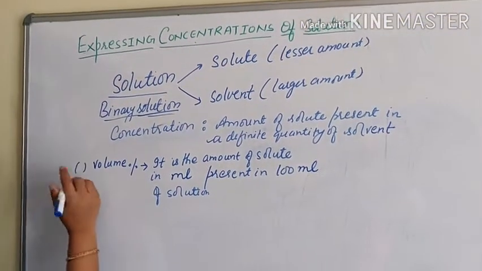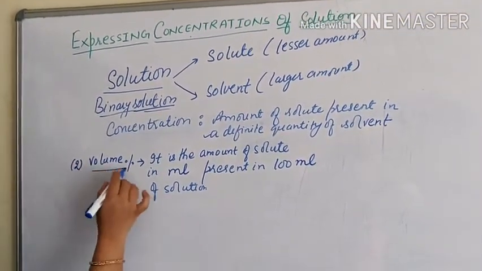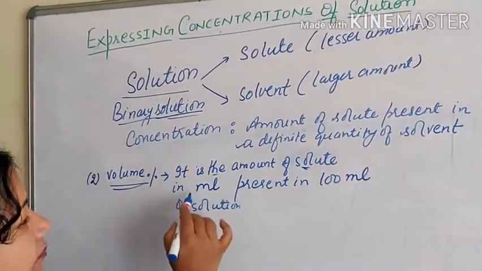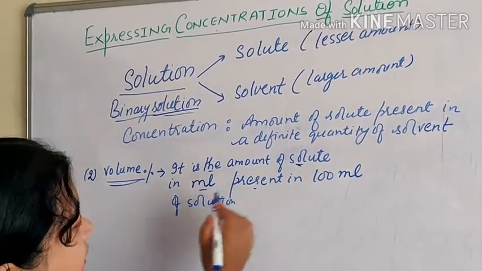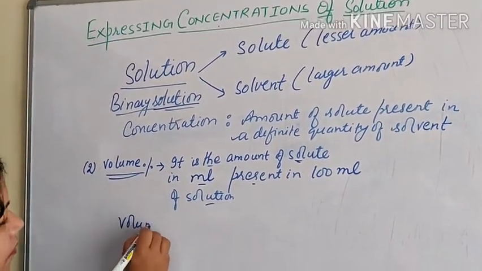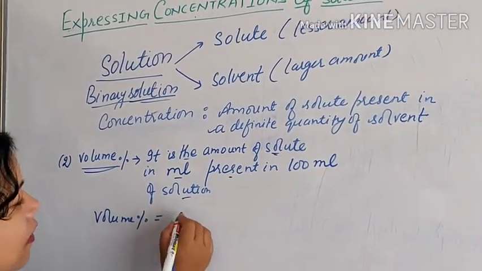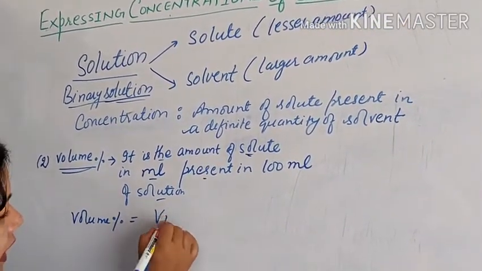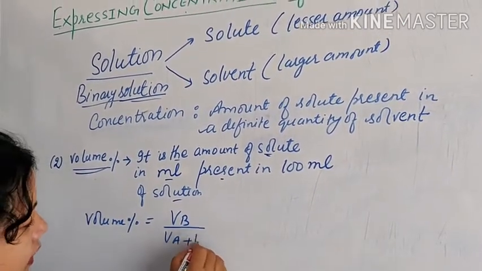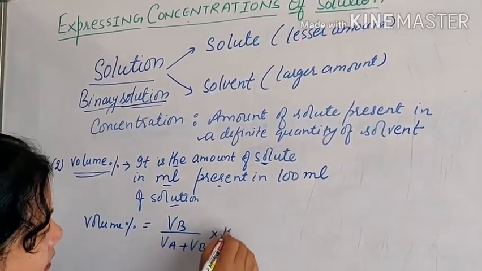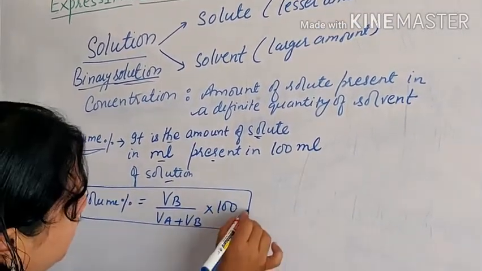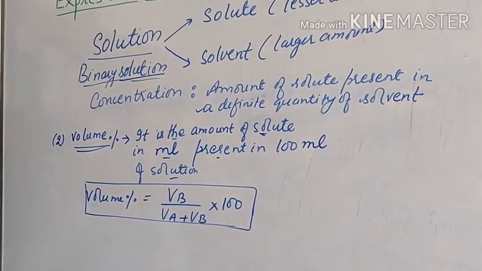Next method is volume percent. Volume percent means the amount of solute in milliliter present in 100 milliliter of solution. So formula for volume percent can be written as volume of solute, that is VB, upon volume of solution, that is VA plus VB, multiplied by 100. So this is the formula for representing volume percent.